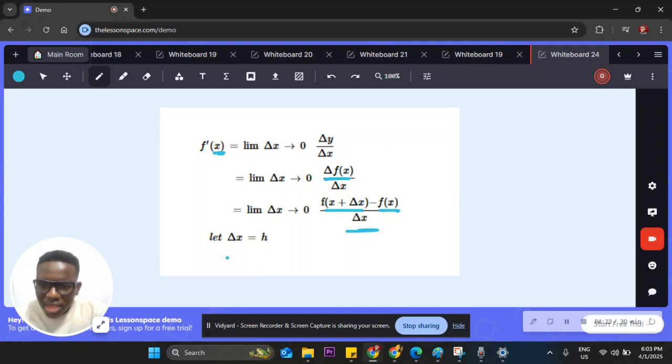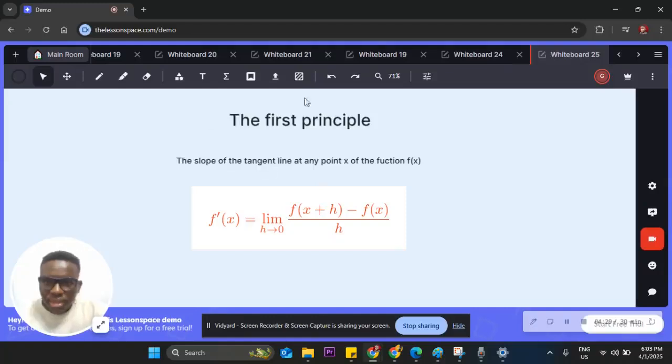And I can say, let delta x equal to h, which brings me to my conclusion, which says, the first principle, the slope of the tangent line at any point x of a function f of x, which is represented by the function f prime of x, is equal to the limit as h approaches 0 of f of x plus h minus f of x divided by h.